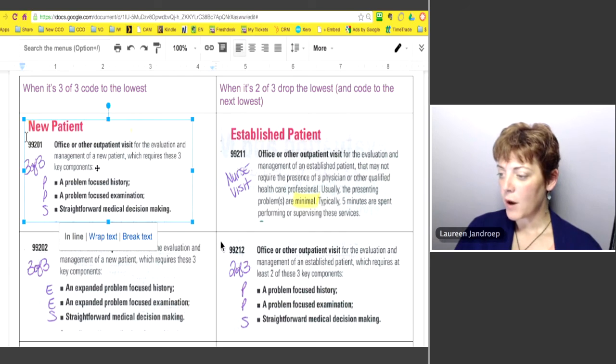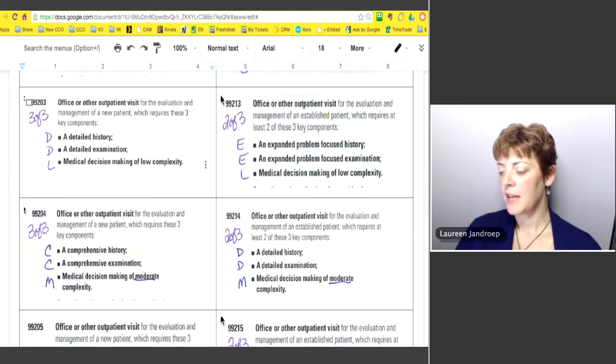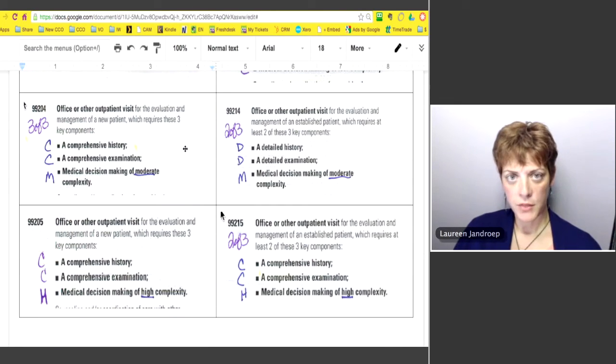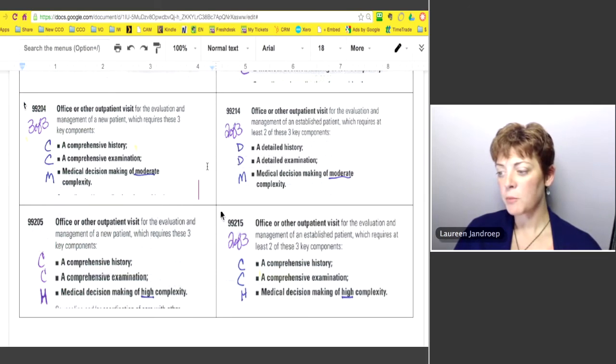So I did one column. These are all the new patient codes. So your level 1, 2, 3, 4, and 5. And what you'll notice with the bulleted E&M codes, the first bullet is always history. The second bullet is always exam. And the third bullet is always medical decision making. So there's at least consistency there. And they always go in order.